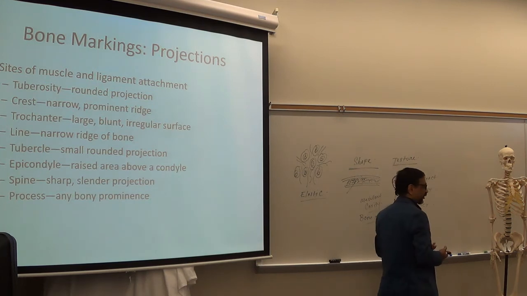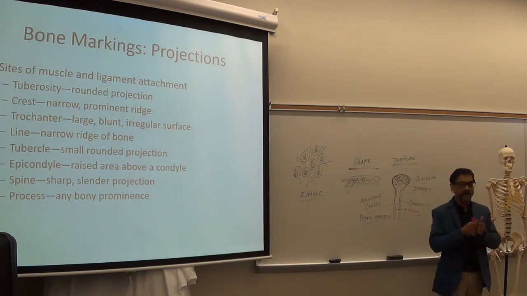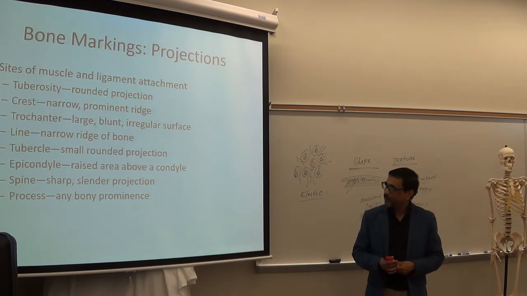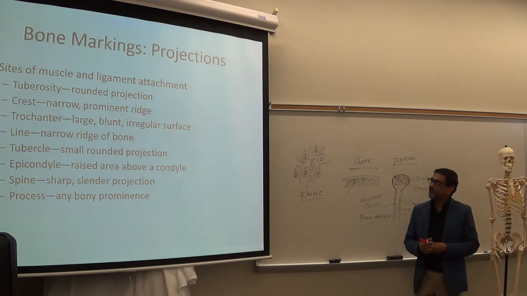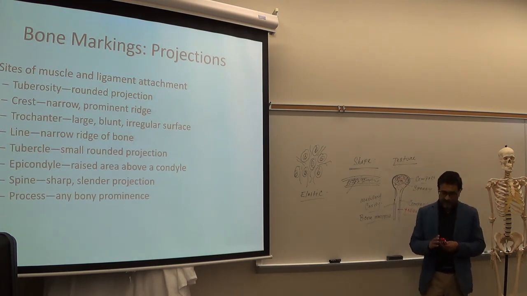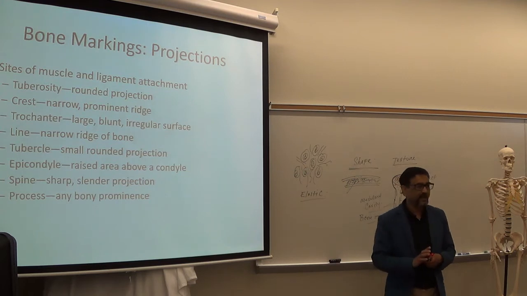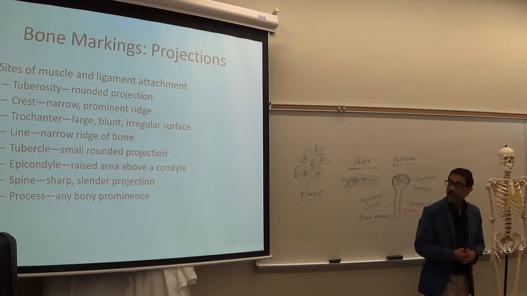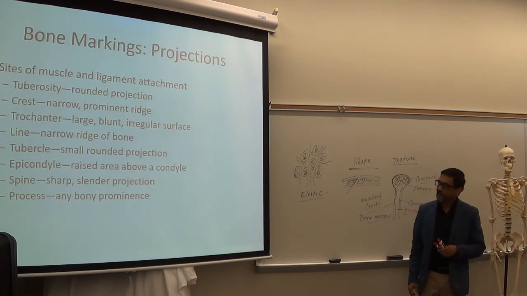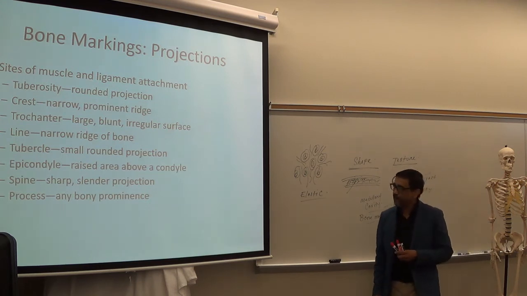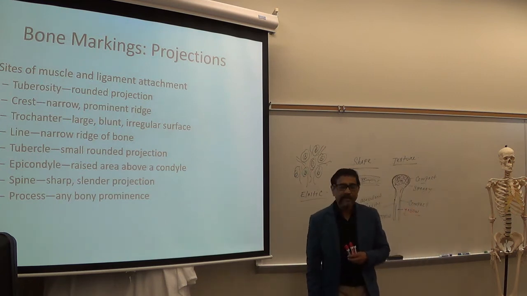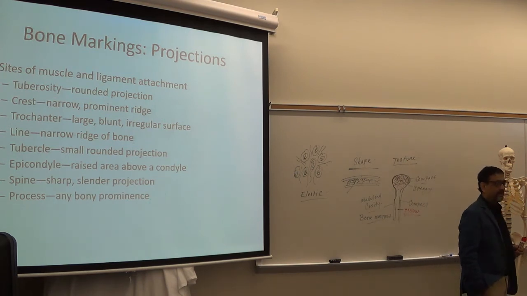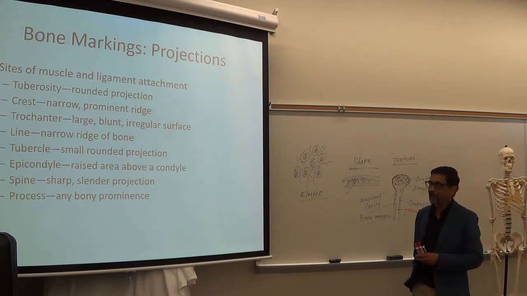Some of those structures are for the attachment of muscles or ligaments. Some of those structures are to form joints. Okay, so we'll see what those structures on the bones are. The structures for attachment of muscles and ligaments are tuberosity, crest, trochanter, line, tubercle, epicondyle, spine, and process. So these structures are for the attachment of muscles and ligaments.